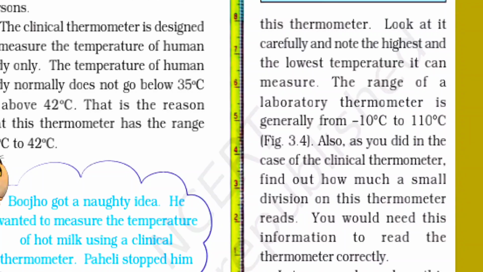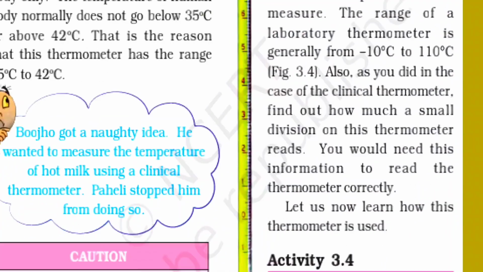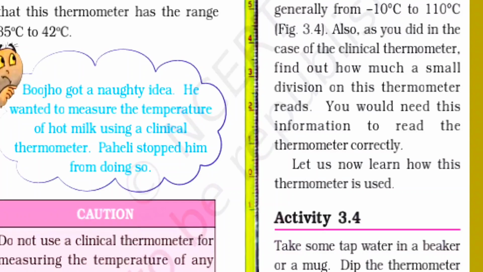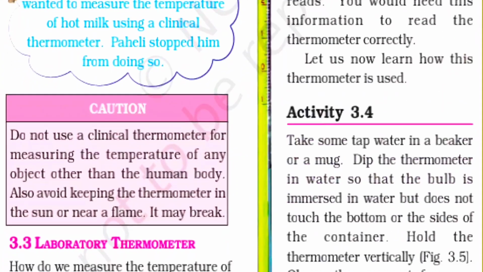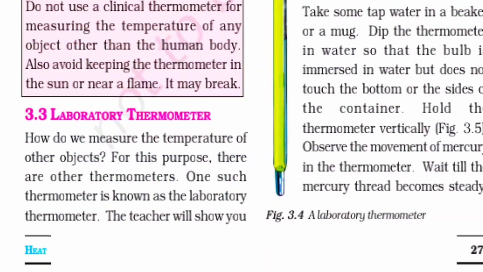Look at this thermometer carefully and note the highest and the lowest temperature it can measure. The range of the laboratory thermometer is generally from minus 10 degrees Celsius to 110 degrees Celsius. Also, as you did in the case of the clinical thermometer, find out how much a small division on this thermometer reads. You would need this information to read the thermometer correctly. Let us now learn how this thermometer is used.